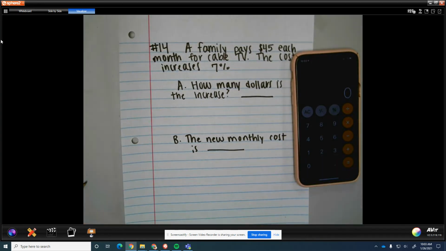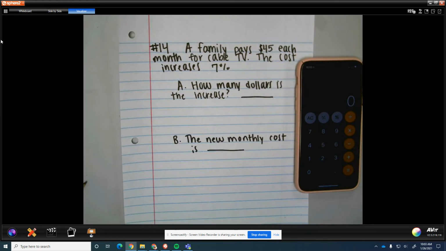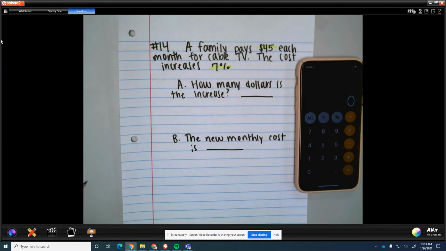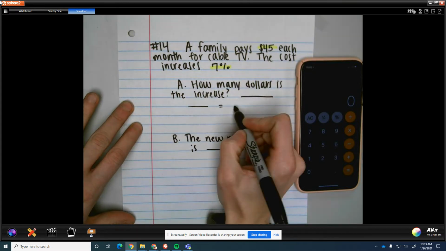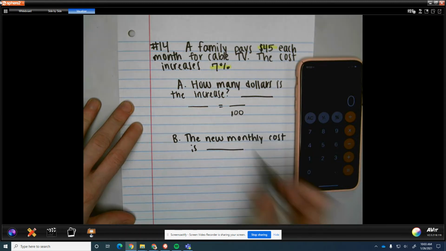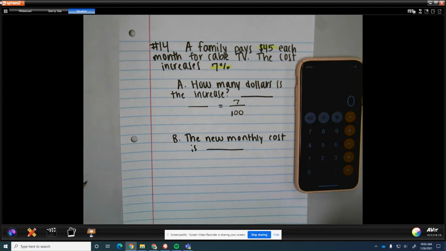When we do this, we have to really think. I know sometimes these numbers can overwhelm us because we're just not sure where to start. When I think about it here, I know that I need to figure out what is 7% of 45, right? I don't know what 7% of 45 is. So I'm going to use what we learned with the is over of equals percent over 100. And I know my 100 goes here because our percent is out of 100. I know that 7 goes here because it's 7% increase. And then I have my is over of. I can also think of it as part over whole.